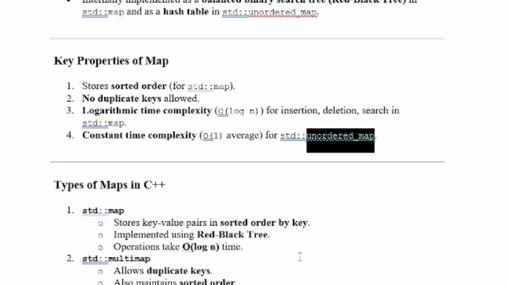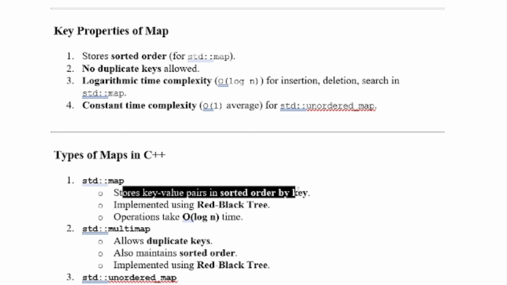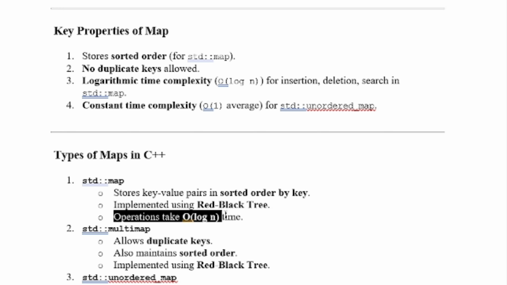Now we discuss the types of map. This is the standard map, the ordered map. It stores the key-value pairs in sorted order by key, implemented using a red black tree, and operations take Big O of log n time.